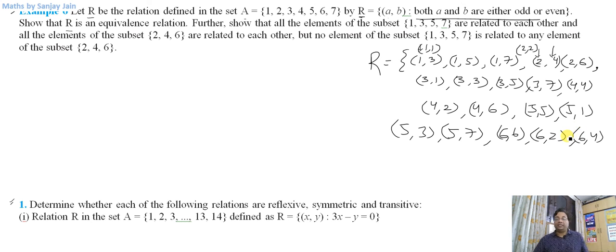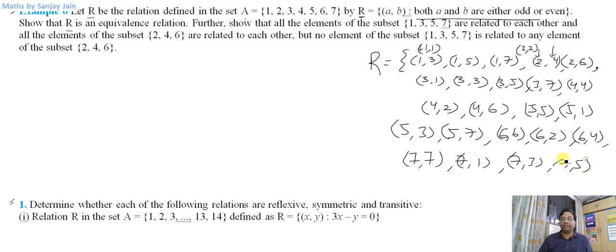So every ordered pair I am writing, at both the places I am writing odd numbers, or at both the places I am writing even numbers. That is what this relation is all about. 6, 6, 6, 2, 6, 4. What about 7? 7 is related with itself. It is related with 1. It is related with 3. It is related with 5. Okay. So I have written this relation R, although we are not supposed to write this relation, but I wrote it just for my clarity.